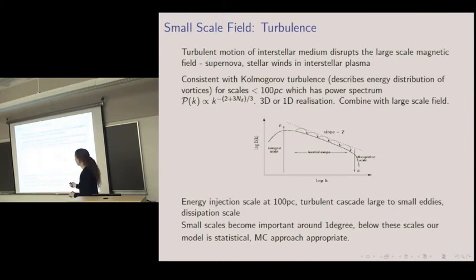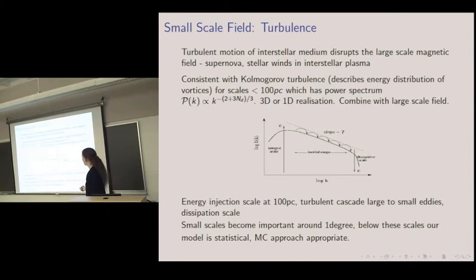And we can model this turbulent field in 3D for small patches of the sky, which will then include spatial correlations. So a Kolmogorov spectrum has a characteristic energy injection scale, which we set at 100 parsecs, and then a turbulence cascade from the largest to the smallest vortices.